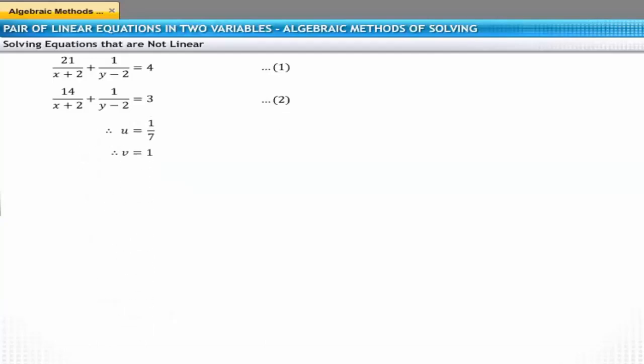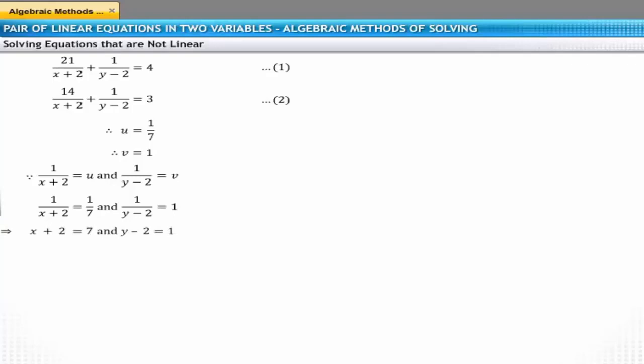We know 1 divided by x plus 2 is equal to u, and 1 divided by y minus 2 is equal to v. Now we substitute the values of u and v in 1 divided by x plus 2 and 1 divided by y minus 2 and solve for x and y. Therefore we get x is equal to 5 and y is equal to 3.